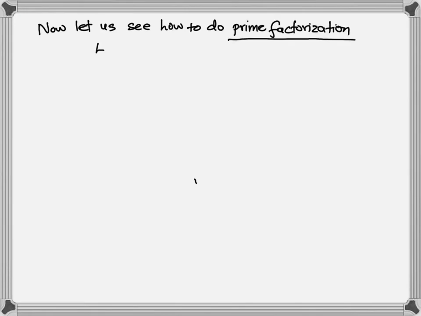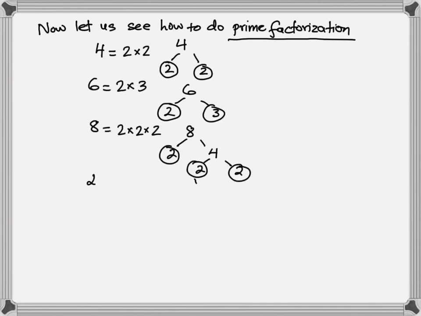Okay, now that we have learned factor pairs, right? So for example, now 4, right? If I have to do prime factorization of 4, that will be 2 times 2, right? So you can write 4 is equal to 2 times 2. Another one could be 6, which is broken apart as 2 times 3, right? So we can write 6 is equal to 2 times 3.